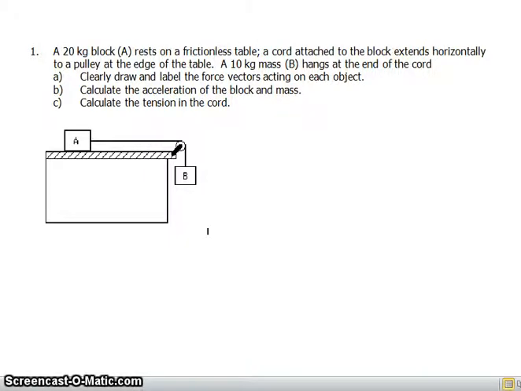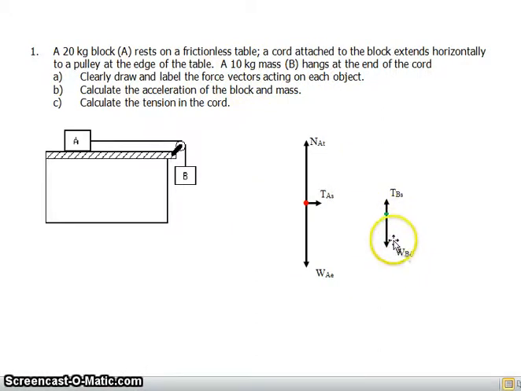Okay, so it says clearly draw and label the force vectors acting on each object. So I have object A and object B here. Okay, so here are the free body diagrams. Here's the free body diagram for A, and here's the free body diagram for B. One thing I want you to notice here is, it says 20 kilogram mass for A, 10 kilogram mass for B. I'm very nitpicky about that.